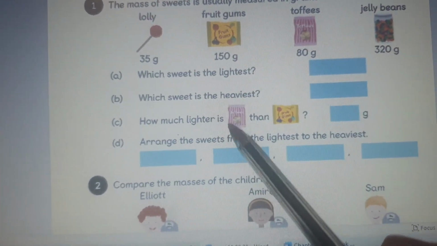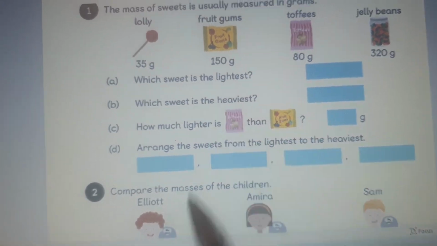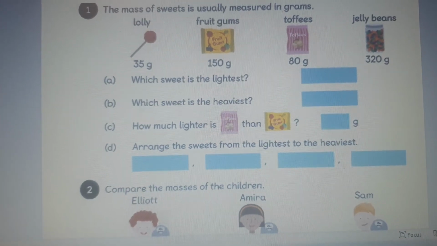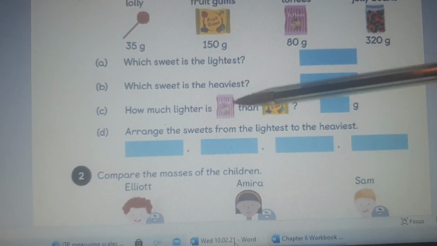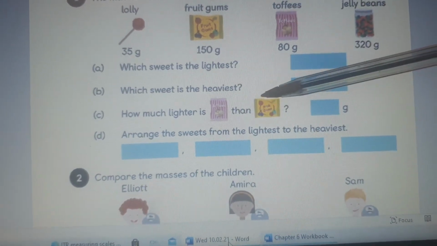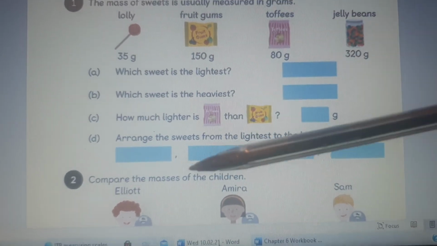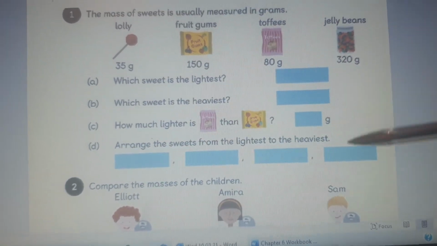How much lighter are the toffees than the fruit gums? How are we going to do that? What calculation would we need if we are comparing? Toffees, 80 gram. Fruit gums, 150 gram. So it'd be 150 subtract 80. Arrange the sweets from lightest to heaviest.